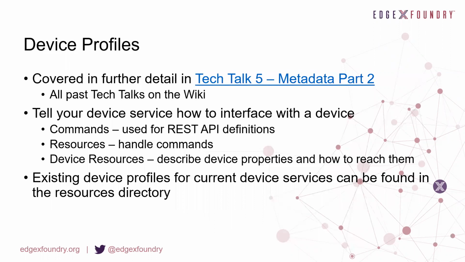And so the things you define there are your commands, which tell the northbound services what they're able to call upon. So right now it's used for your REST API definitions. So I have a temperature command. I may have a set temperature command. I may just have a get everything command, really device dependent.